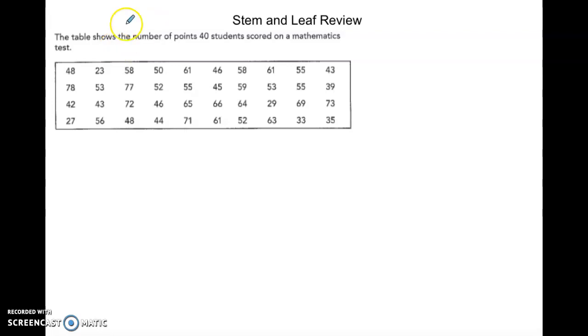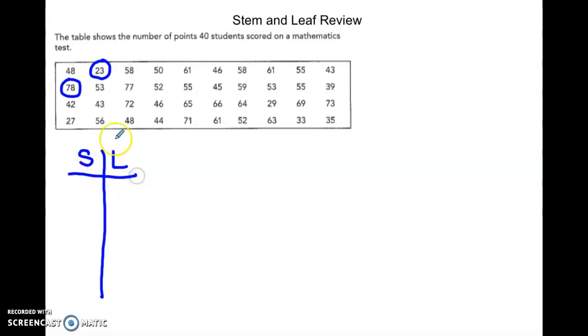So the first thing we do when we're setting up a stem and leaf plot is to identify the smallest and the largest number. So the smallest number is 23 and the largest number is 78. After I do that, then I can start filling in my stem and leaf plot. I'm just going to write S and L for short.